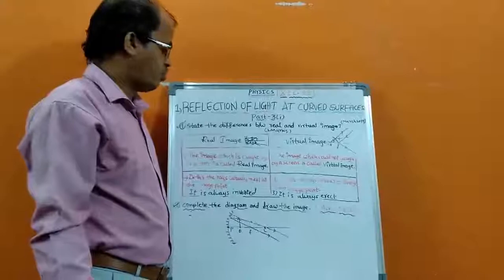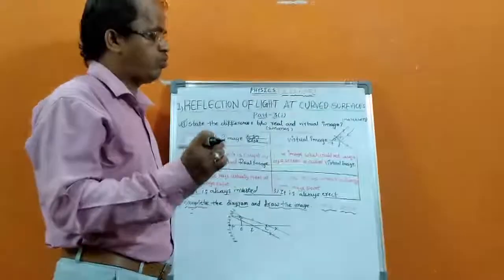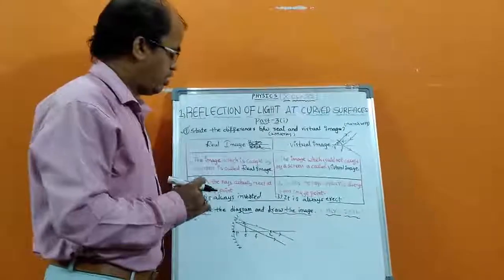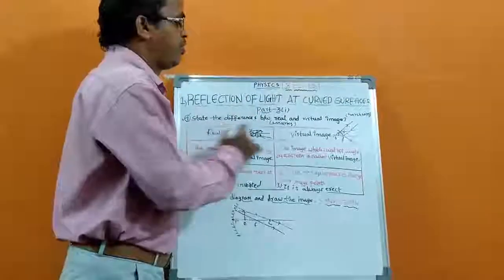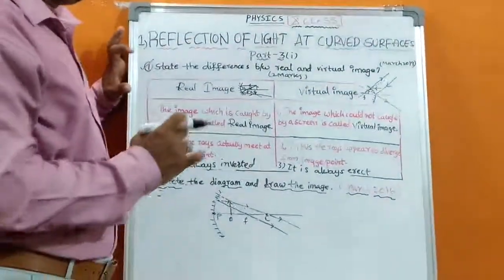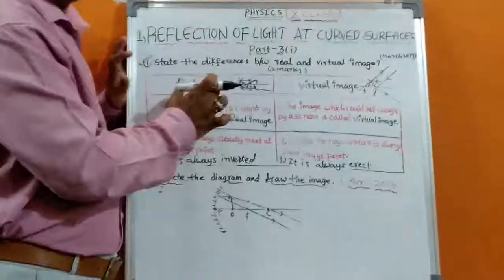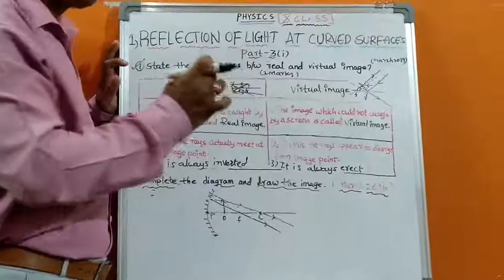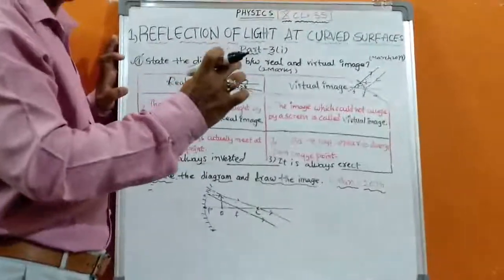Here we are going to discuss some previous examination questions. First question is: state the differences between real and virtual image. We have to see what is the real image first. Real image means the image caught by a screen, the image formed on the screen.